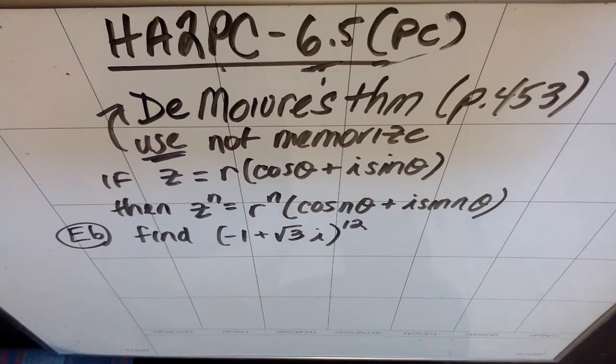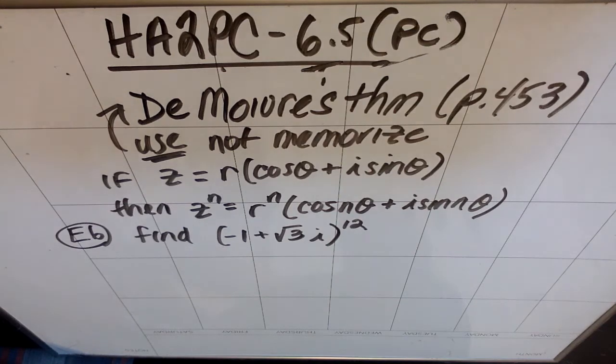So, Z is R times the quantity cosine theta plus i sine theta. That's my general form for a trigonometric form of a complex number. Then Z to the n is equal to R to the n times the quantity cosine of n theta plus i sine of n theta. So knowing that, we're going to do example 6, which is actually example 6 in the book, which is shocking.